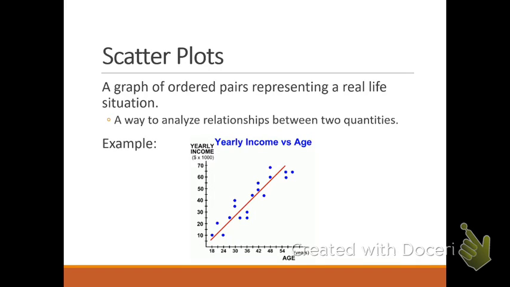In this next lesson, we'll be looking at scatterplots and lines of best fit. A scatterplot is a collection of ordered pairs, and it's used to represent the relationship between two quantities. For example, in the graph you see here, the blue points are the scatterplot, and they're showing the relationship between a person's age and their yearly income.